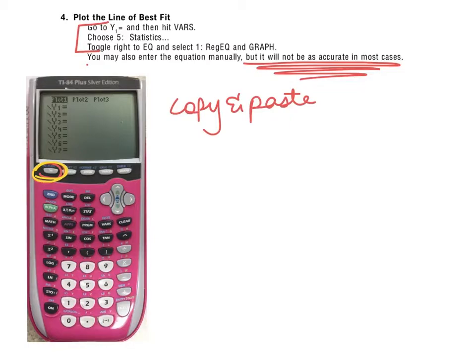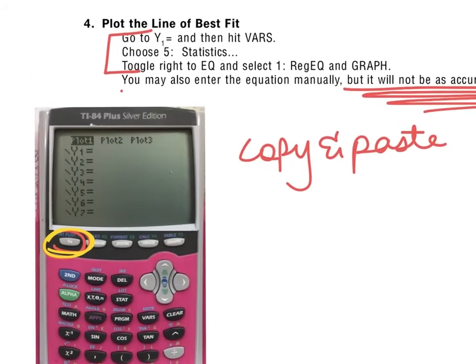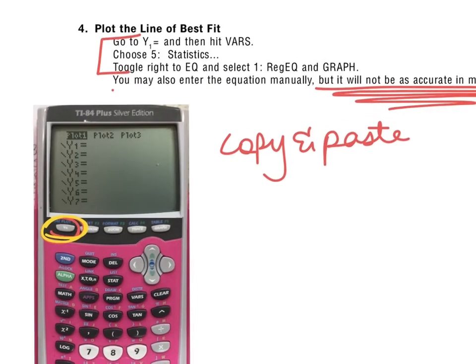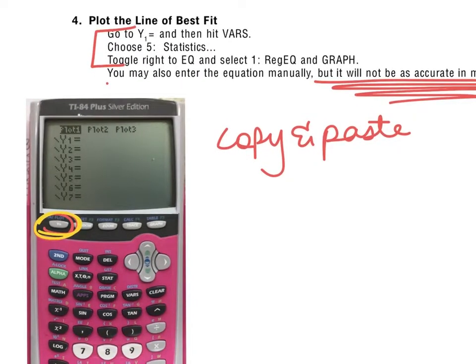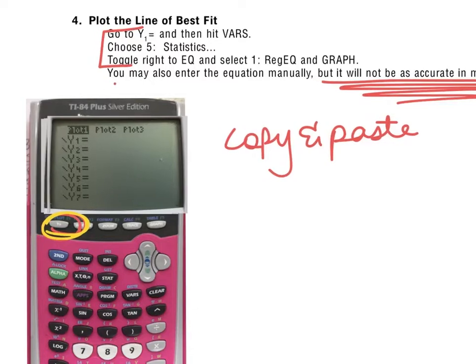All right, so let me zoom in here so you can kind of see what you need to. This is kind of a weird set of buttons, but it's going to get easier the more you do it. So the first thing you're going to do is hit Y equals, and you want your cursor to be in this Y1 spot. Nothing else should be in there, just your cursor. If anything is in there, clear it out.